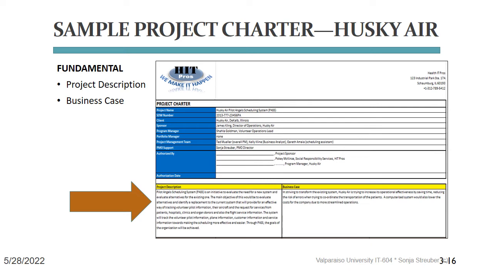Below that governance information is probably the most important part of the project charter, namely the authorized by section. The authorized by section has to carry the project sponsor's signature. If this authorized by section does not carry the project sponsor's signature, guess what? You don't have a project and you are not a project manager.